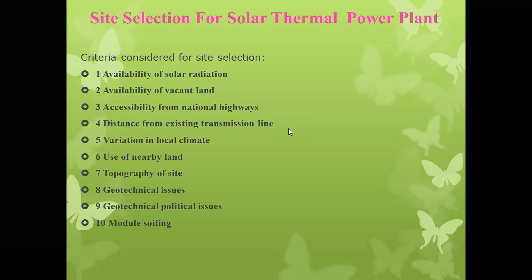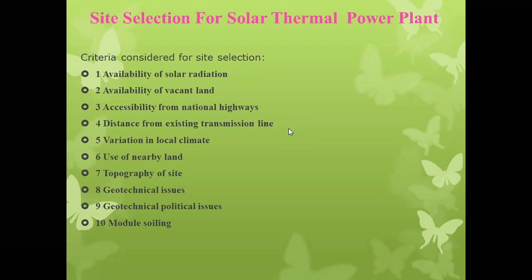Okay, then module soiling. Module soiling is nothing but the deposition of dust particles on the solar collectors. So that part also we have to consider. In order to get the maximum amount of heat or solar energy, the module should not be covered by soil or dust particles. Module soiling is nothing but the deposition of dust particles on the solar collector surface or the reflecting mirror surface.